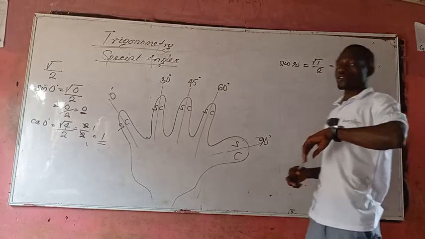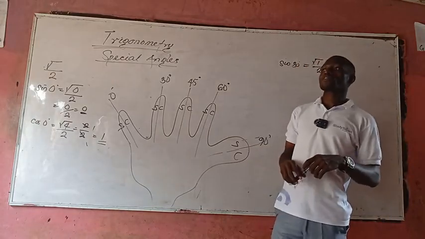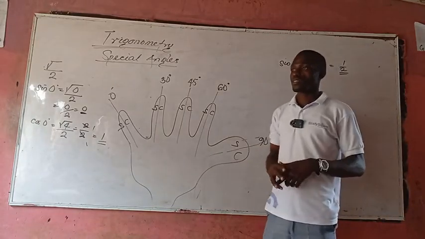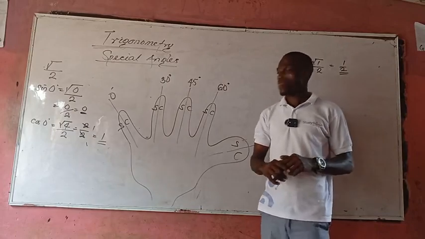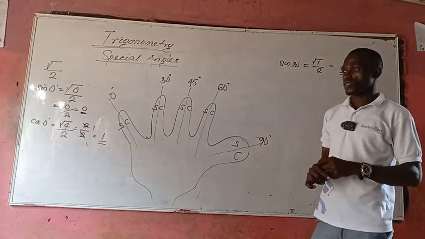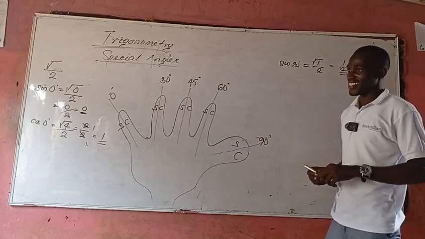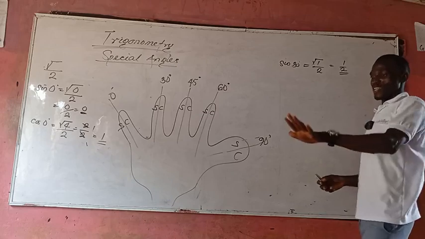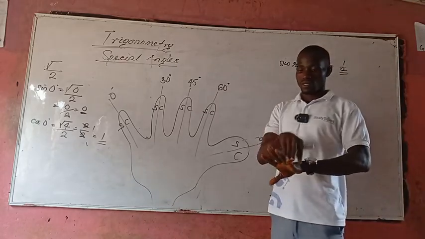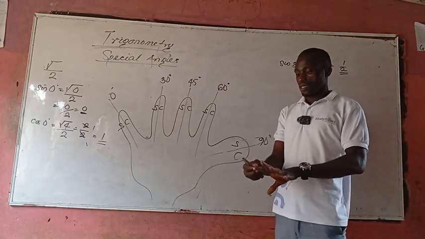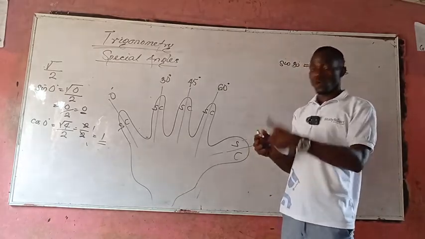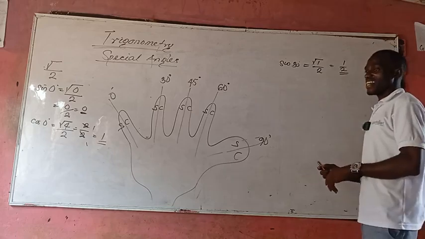Okay, now if you have gotten it, fastest finger, give me cos 60. Cos 60. Correct. Just do like this: 0, 30, 45, 60. Cos on this side. Root 1 over 2. 1 over 2. Is it clear?